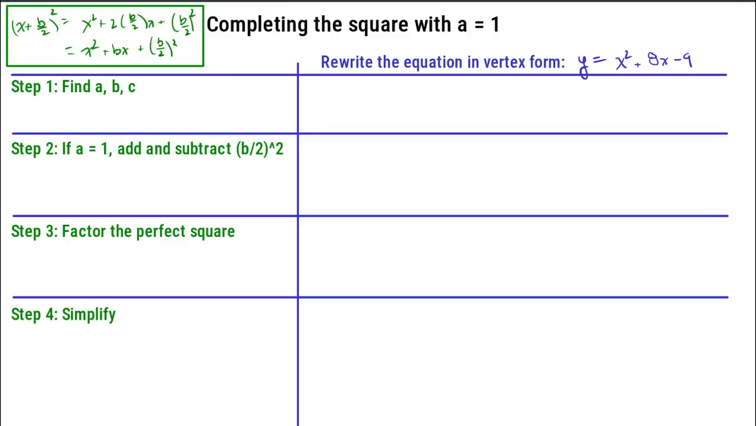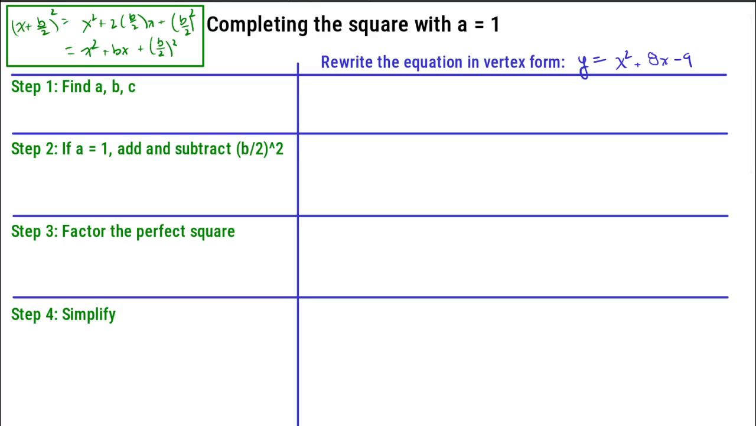Completing the square is the process we use to rewrite quadratic equations in vertex form. And the key to this process is using this identity here. If we take x plus b over 2 squared for any number b, and you FOIL it out and simplify, you're going to get x squared plus bx plus b over 2 squared.